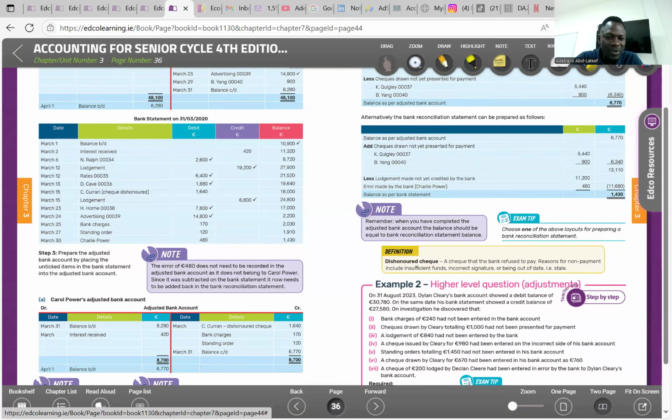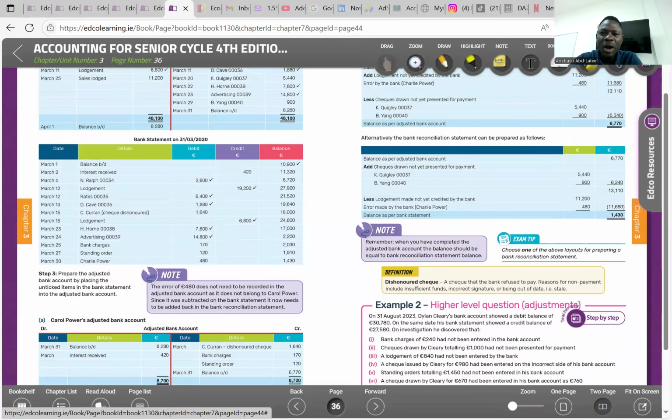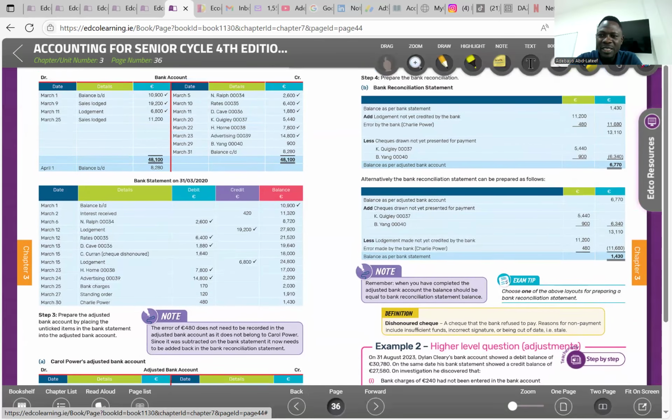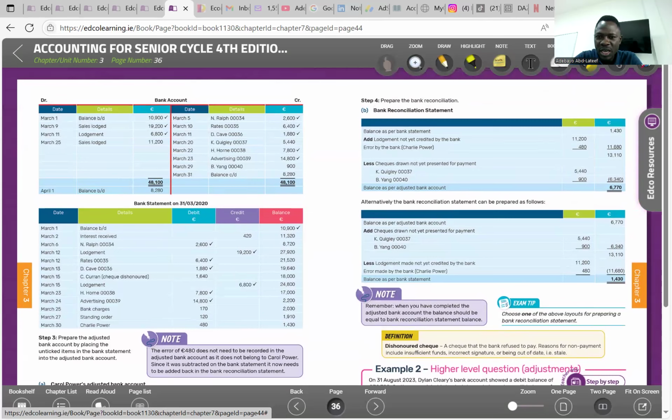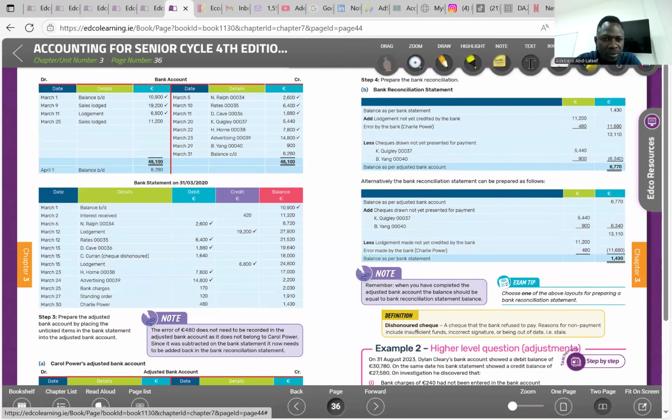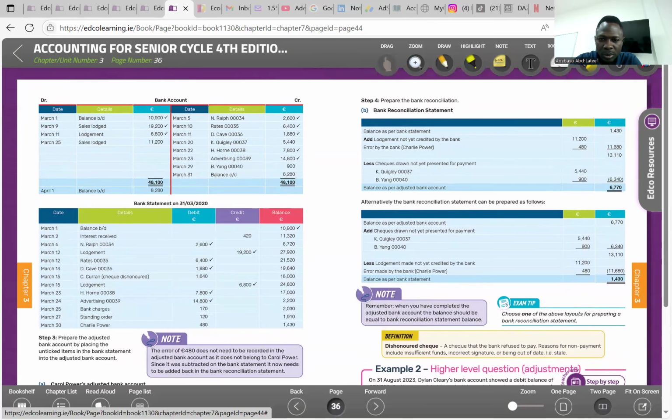So the balance carried down, with the difference from the debit side and the credit side, is 6,770. So our balance as per adjusted bank account will be 6,770, which is already here. So now our bank reconciliation statement. In the bank reconciliation statement, we have the balance as per bank statement for Charlie Power, March 30, Charlie Power 1,000. The balance as per bank statement is 1,430.